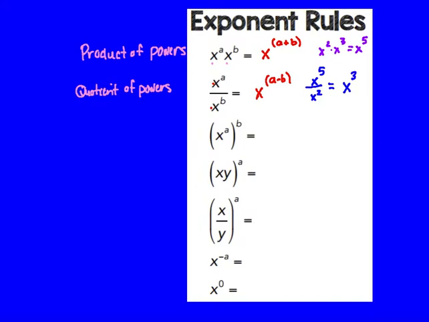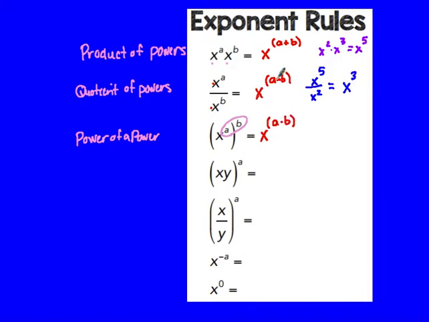Now my third rule is a power of a power. So you can see that I have a base that I'm raising to another power. So I have x to the a power being raised to the b power. So you're seeing these double powers come into effect. Now the rule for raising a power to a power is to keep the base the same, but this time you're going to multiply your exponents.